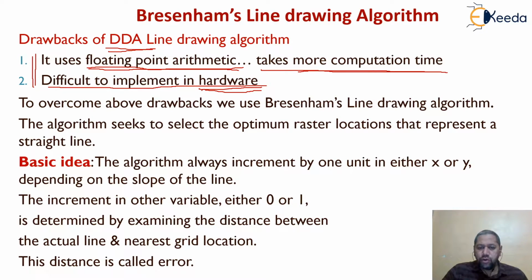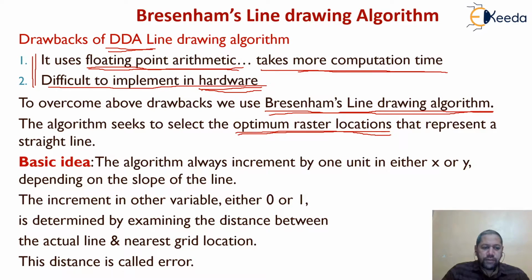To overcome these drawbacks, we are going to use the Bresenham's line drawing algorithm. Nowadays, most computer graphics packages use Bresenham's line drawing algorithm to draw their lines. The algorithm seeks to find the optimum raster location, or the optimum pixel, that represents a straight line. So it uses rasterization and tries to find the optimum raster location or pixel that represents the straight line.